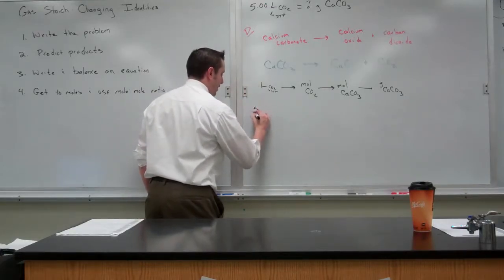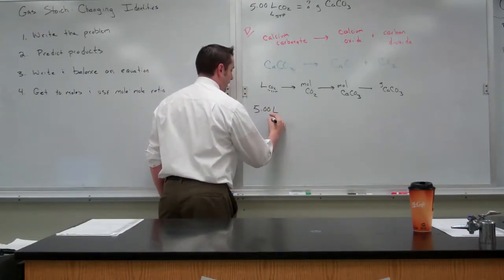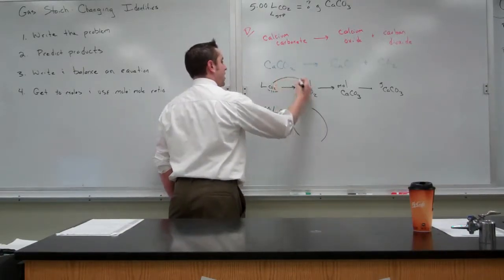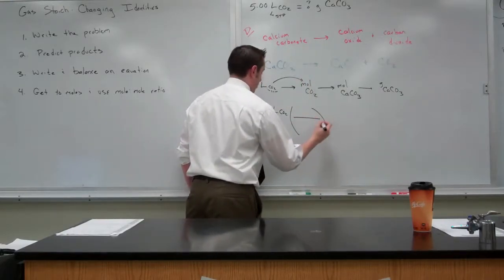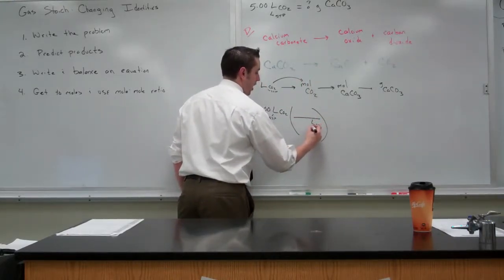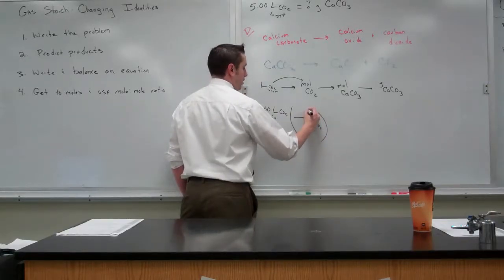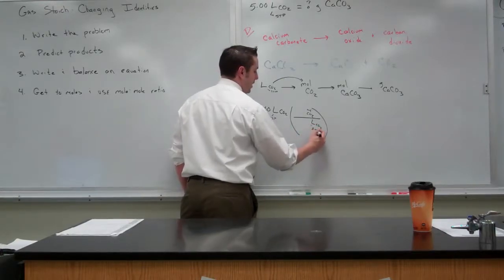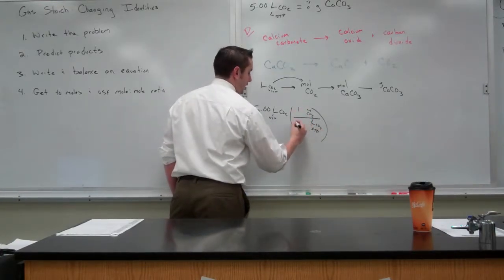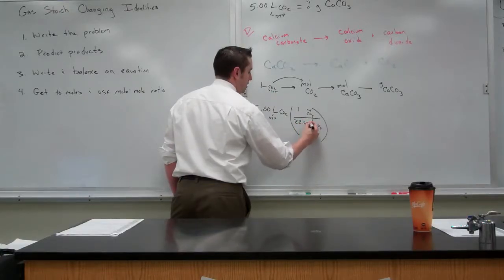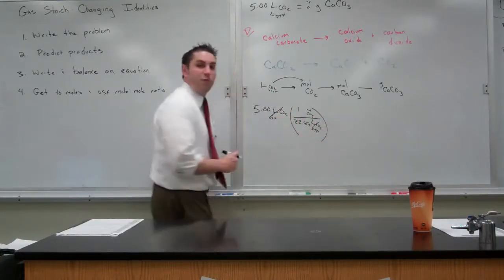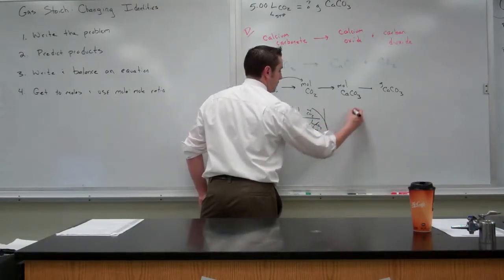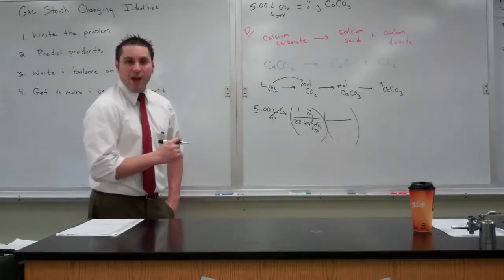So I'll start with my 5.00 liters at STP of CO2. First thing I'll try to do is get into moles. Liters CO2 on the bottom, mole CO2 on the top. This is at STP. Because we're at STP, 1 mole has 22.414 liters.